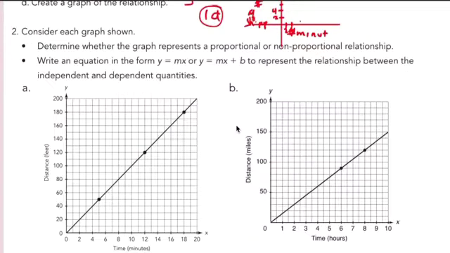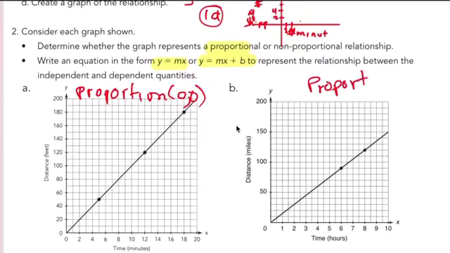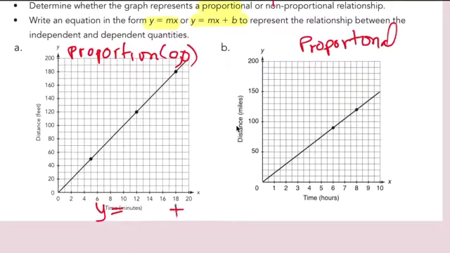Determine whether the graph represents a proportional or non-proportional relationship. Write an equation. Okay, we did that. This is proportional because it goes through 0, 0. This is also proportional. And y equals mx plus b, and b, we know the y-intercept is at 0.